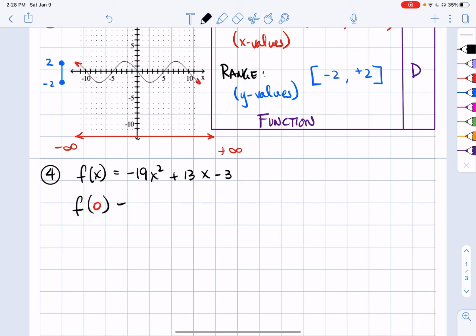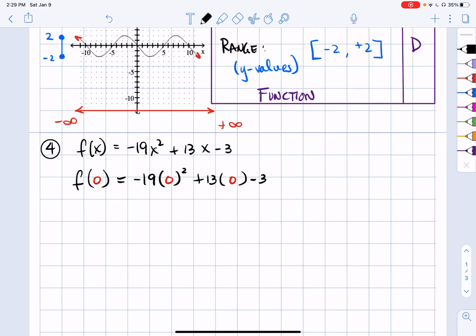So we're going to say, okay, that's equal to -19 times 0 squared plus 13 times 0 minus 3. Okay, so order of operations says to do the exponent first, so I've got 0 squared. Well, 0 squared is what? 0. 0 times -19 is 0. What's 13 times 0? 0. So essentially, f of 0 is equal to just -3.